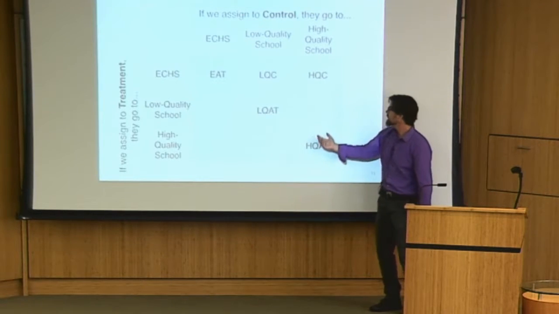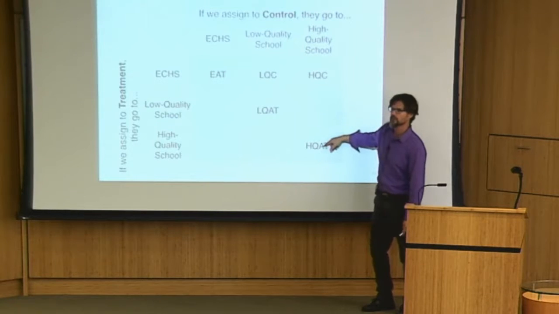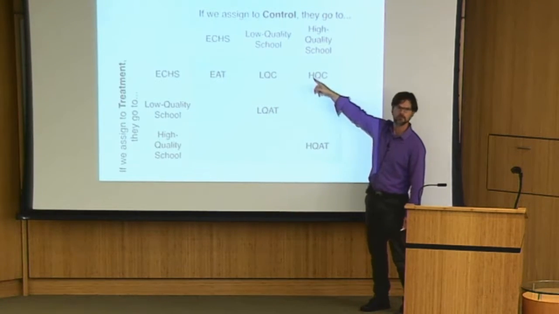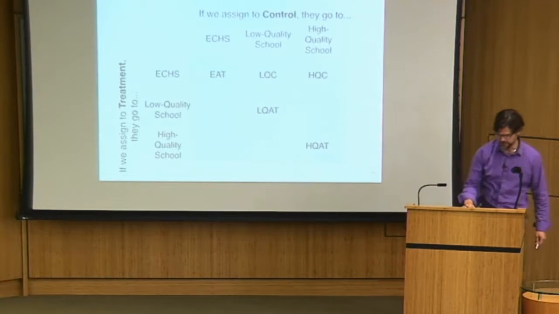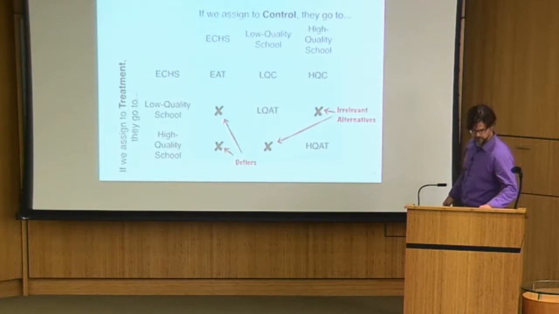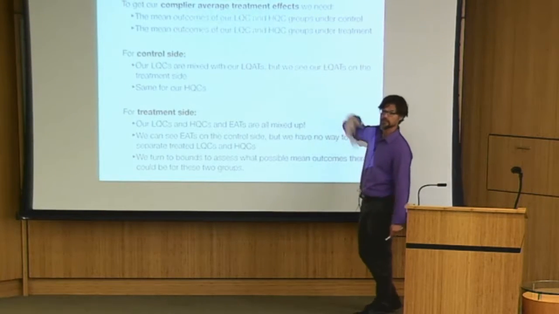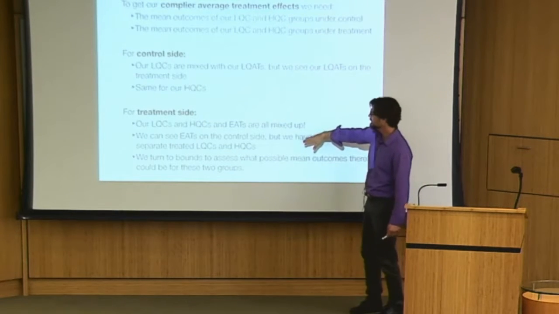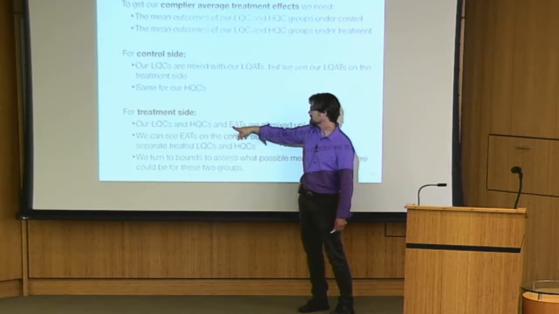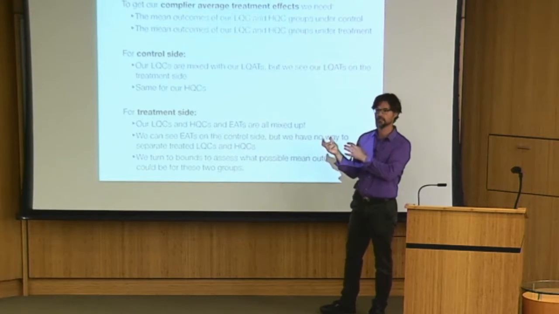Once we know about them, we can then subtract them out of this mixture, and what's left over has to be our high quality compliers under control. I'll do that mathematically in just a second. So that's the control side, doing that game to get rid of the always takers. And then on the treatment side, we can get rid of our ECHS always takers using the same trick, because we get to see them by themselves in the control side, right?